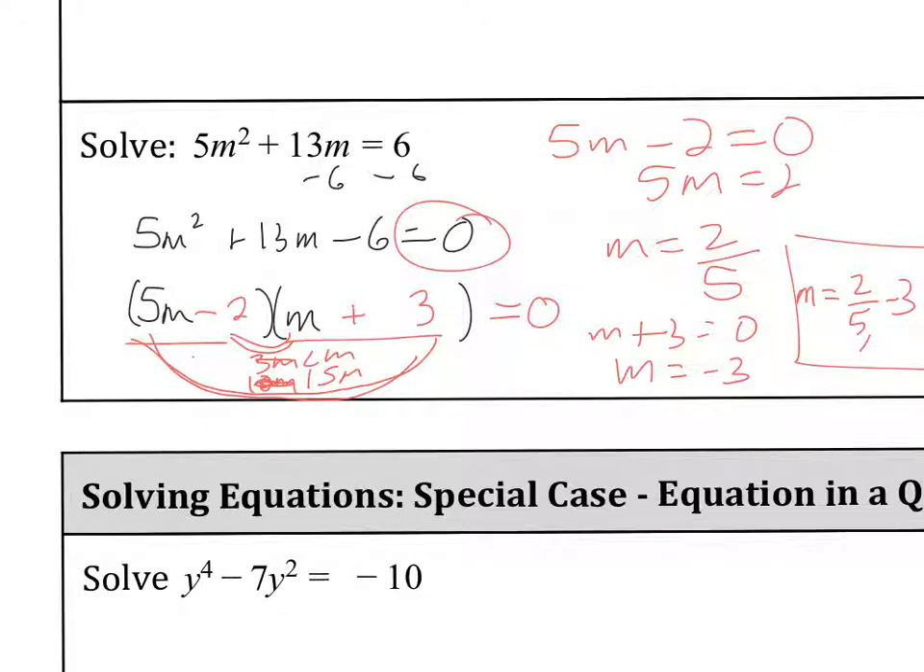So just really quick, the steps: get one side to 0, factor it out, it's equal to 0, and anytime you're doing a problem and it's equal to 0, then you set each factor equal to 0 and you solve.